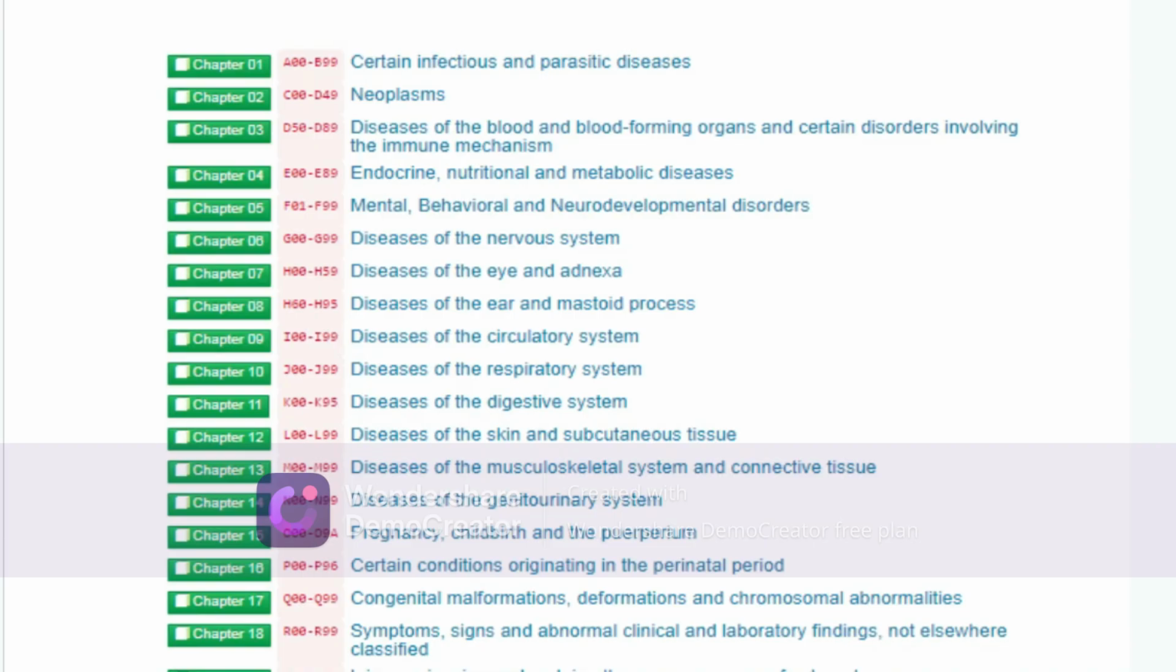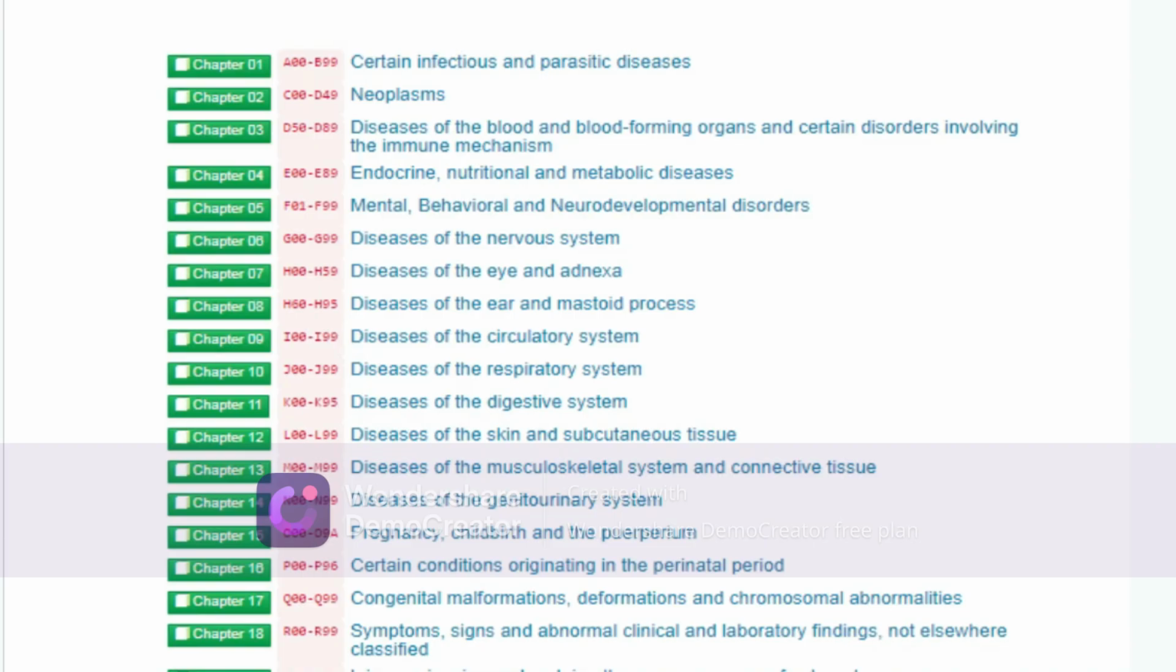Chapter 6 is the G series, G00 to G99, diseases of the nervous system. Chapter 7 is H00 to H59, diseases of the eye and adnexa. Chapter 8 is H60 to H95, diseases of the ear and mastoid process. Chapter 9 is diseases of the circulatory system. Chapter 10 is J00 to J99, diseases of the respiratory system. Chapter 11 is diseases of the digestive system.